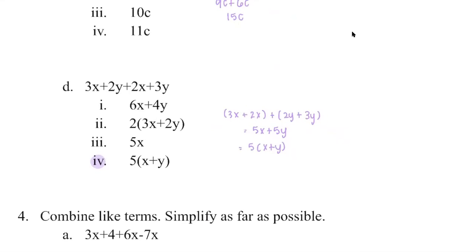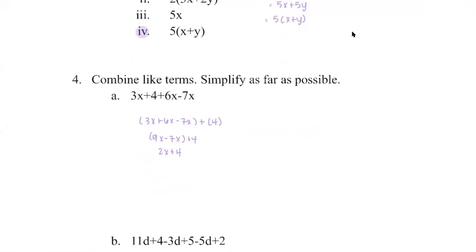Combining like terms, 3x plus 2y plus 2x plus 3y. What you can do is see that you have an x here and an x here, put them together like that. A y here and a y here, put them together like that. 3x plus 2x is 5x, 2y plus 3y is 5y, so you get 5x plus 5y, which is a correct answer. However, I kind of made it a bit more complicated and made you redistribute it out. Take the 5 out and you get x plus y inside your parentheses.